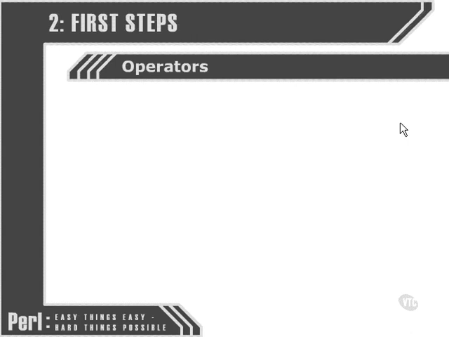Now we've looked at variables and the basic data types that we can include within them. Let's have a look at how we can manipulate them. An important element within the Perl language for manipulating variables is the operator. And in this movie we're going to look at different kinds of operators and the way they work.